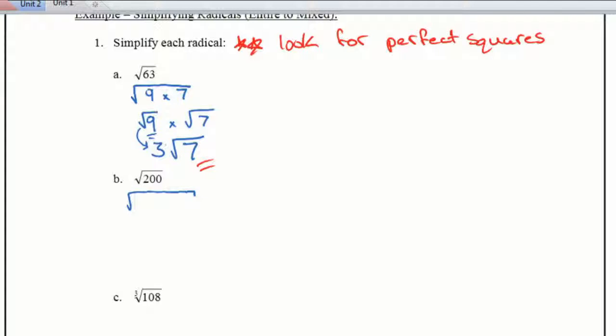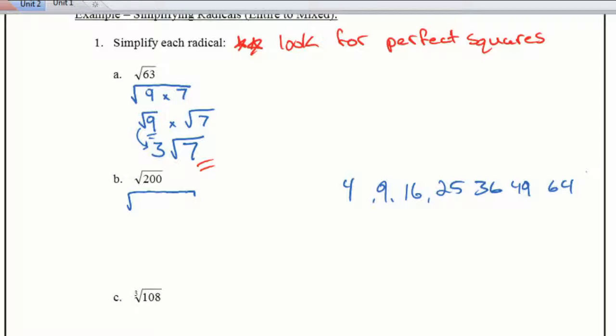Ava's on it: 10 times 20. Taylor, you're right, 10 times 20 is 200. But neither 10 nor 20 are perfect squares. So I'm thinking numbers like 4, 9, 16, 25, 36, 49, 64. These are the numbers I'm trying to figure out.